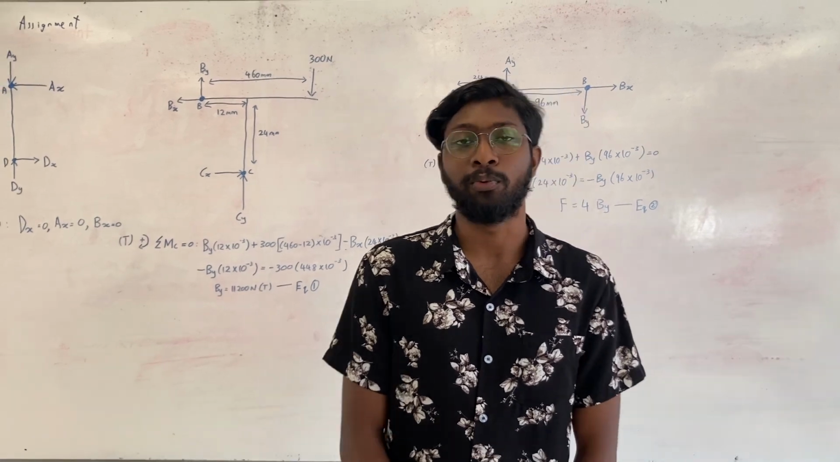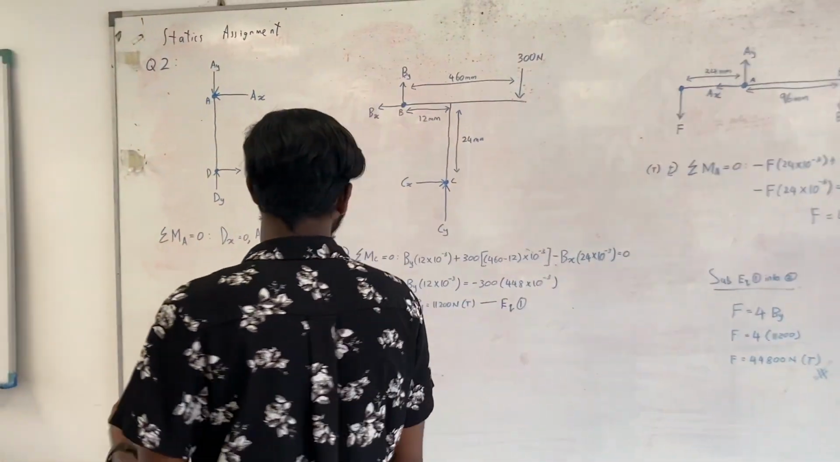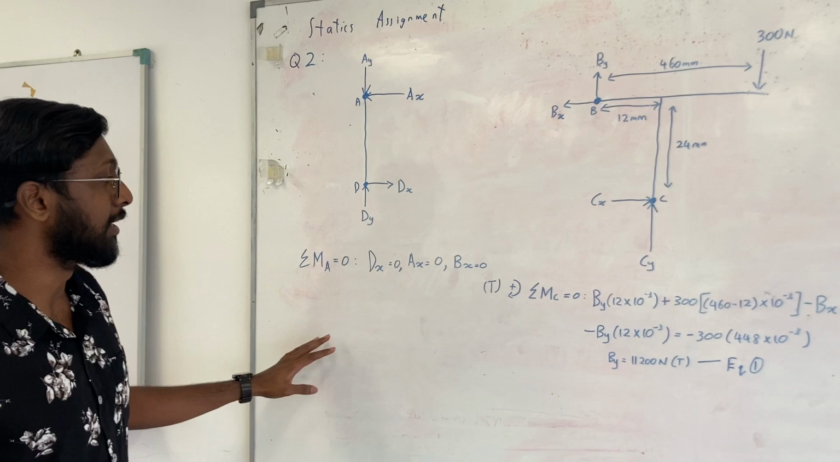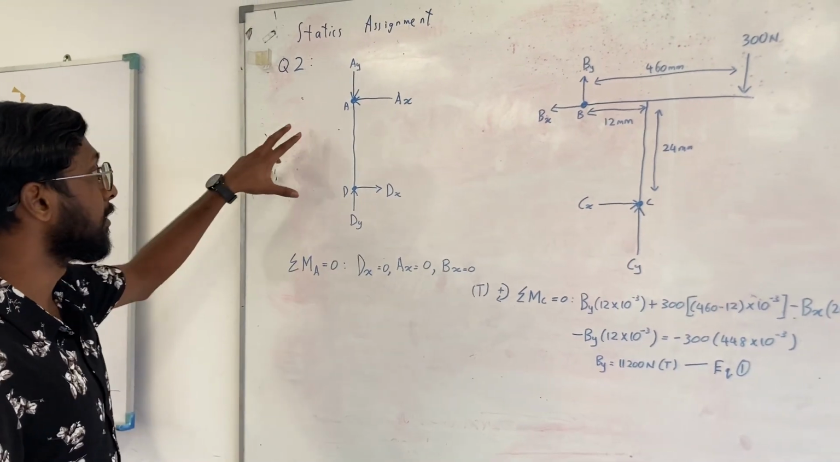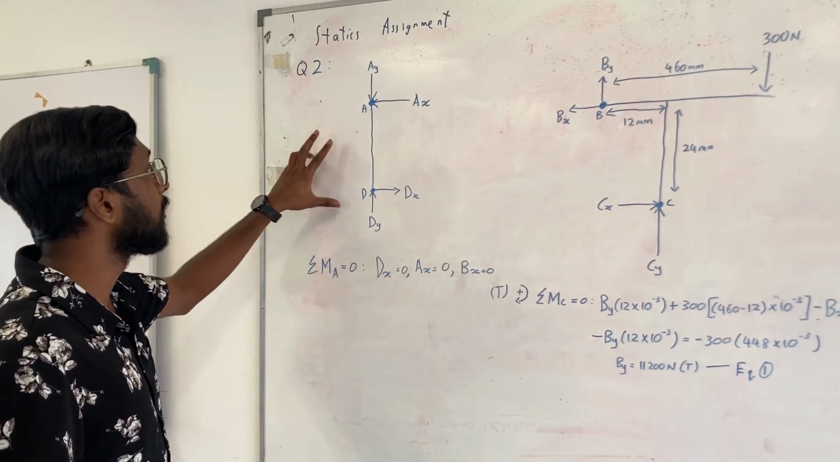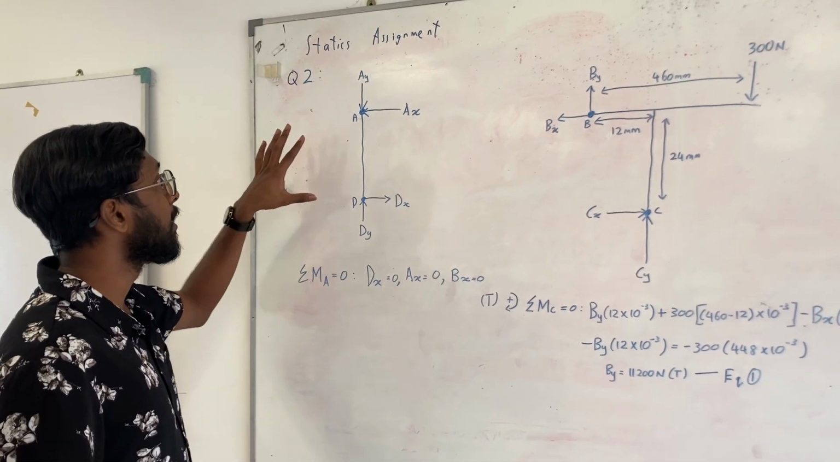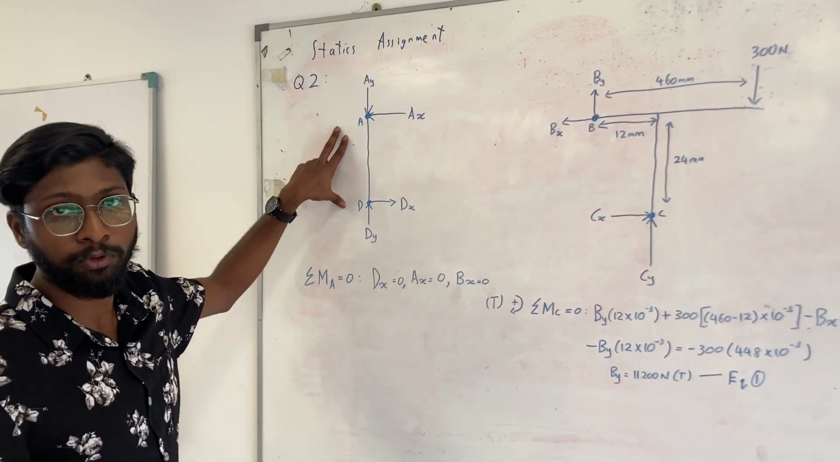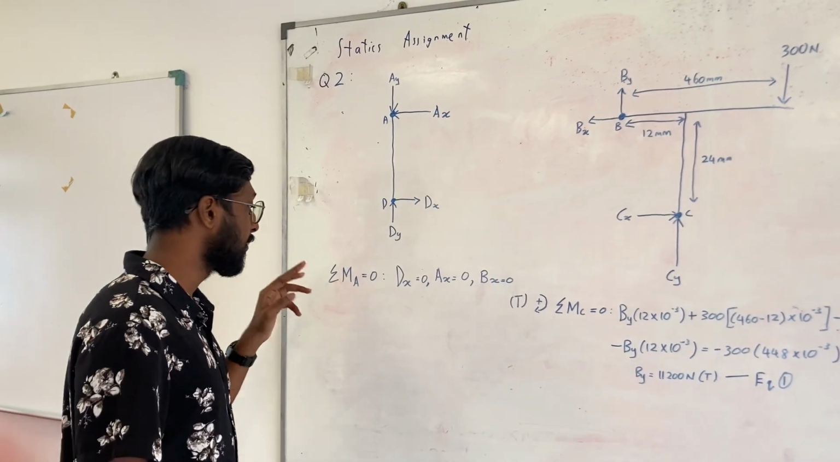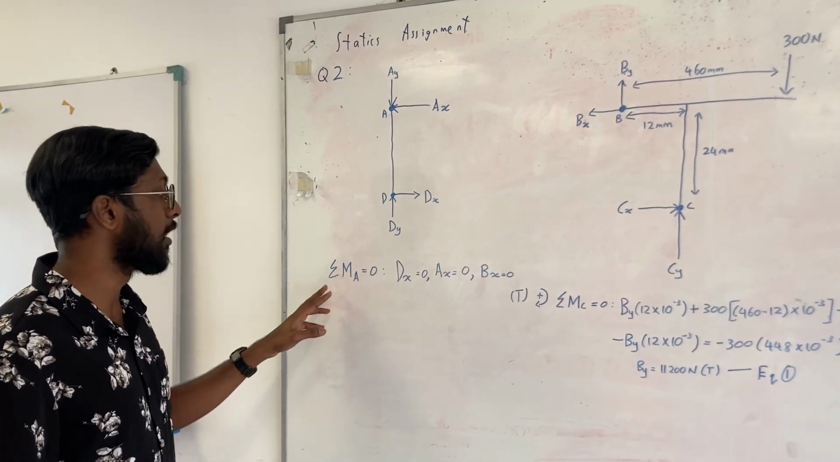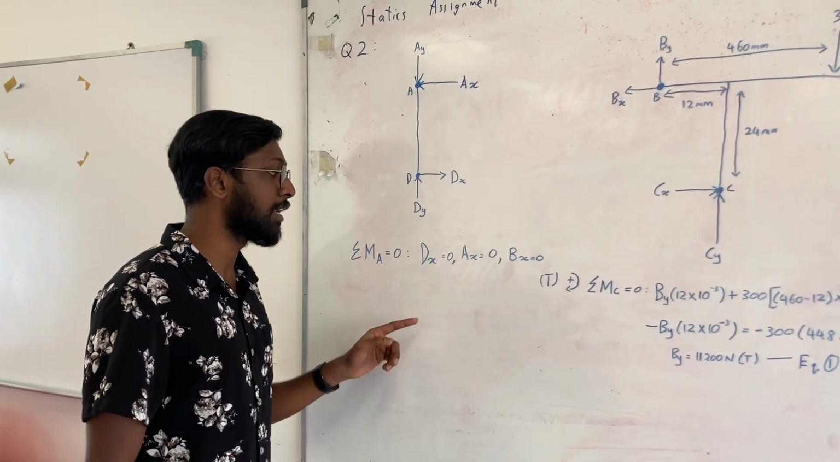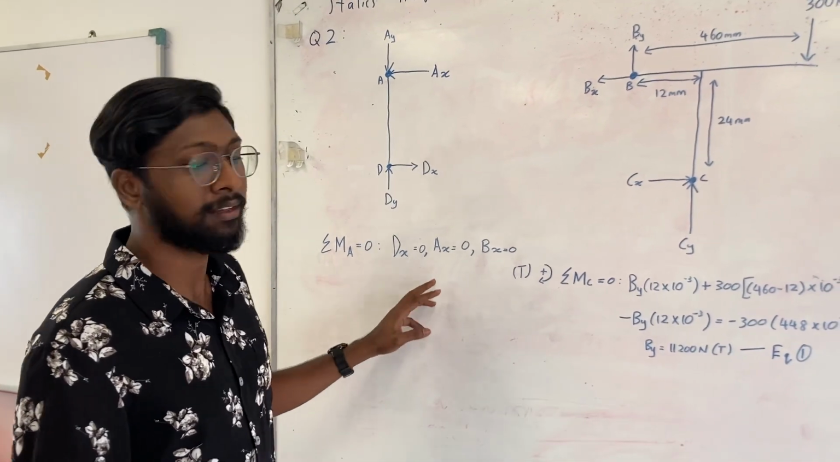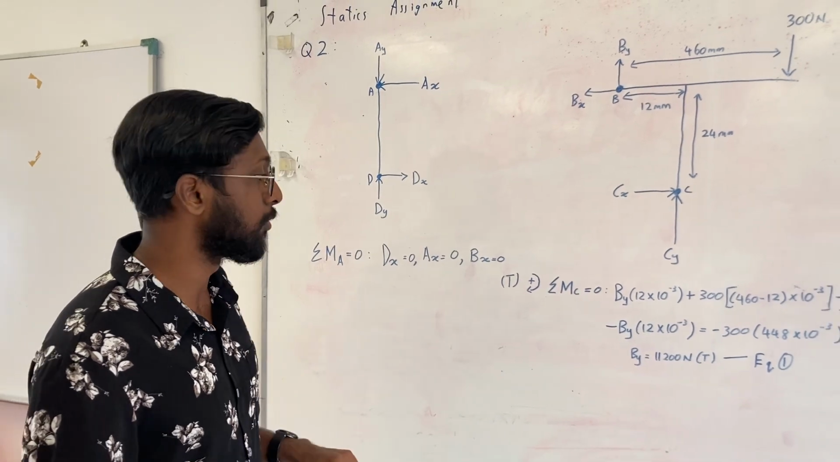So let's start off with question number 2. I've already drawn the free body diagrams and I've written all the equations, so I'll be explaining that. This is the first free body diagram. This is to show that all points and the components of those points are in equilibrium. Hence, we use the equation of equilibrium, summation of moment about point A equals 0. With that in mind, Dx equals 0, Ax equals 0, and Bx also equals 0.